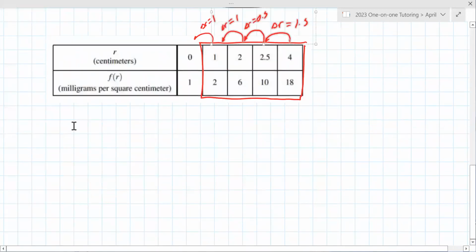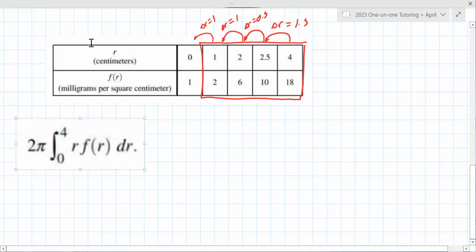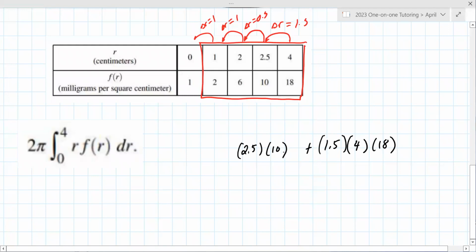Okay, so this integral right here is, and I like to start from the right. So your r value is 4, and your f of r value is 18, but you're multiplying it by the delta r, which is 1.5. So that's for the rightmost one. Plus, we're working it backwards. The r value is 2.5 times the f of r value 10, and your delta r this time is 2.5 minus 2, which is 0.5.